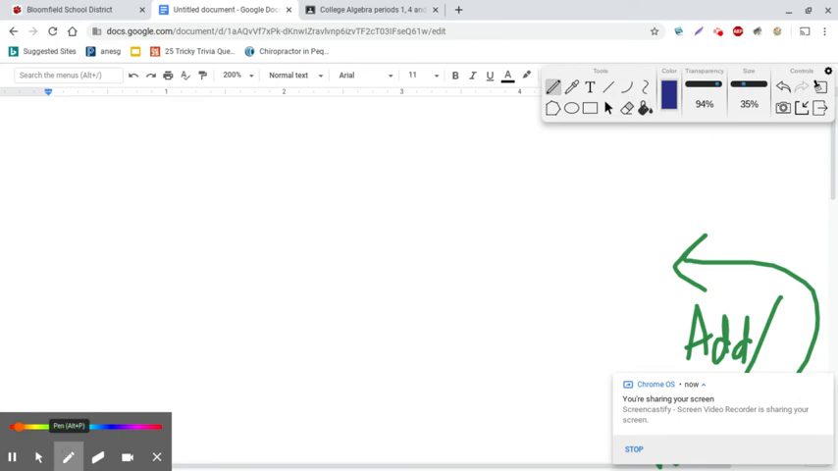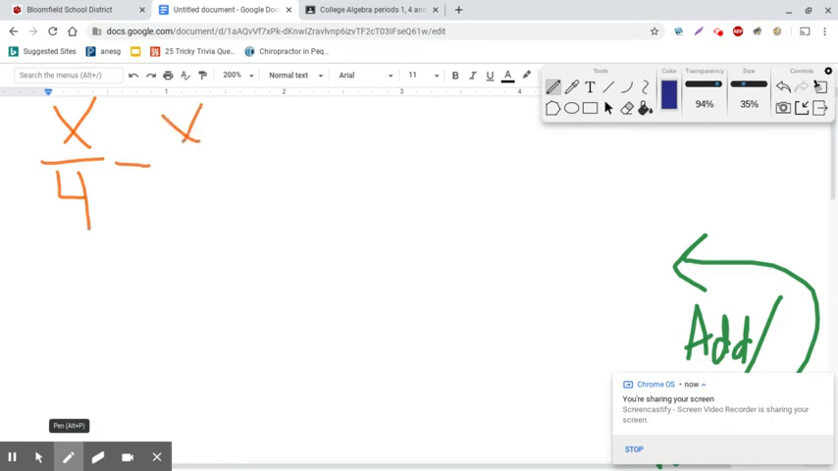Today we're going to learn how to add and subtract rational expressions in equations, so when they actually equal something. The only thing different from this lesson and the last lesson is our expression actually equals something now. So an example would be x over 4 minus x over 6 equals 7. For this example, we want to solve for x.